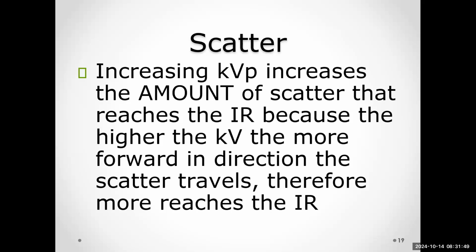Scatter. Increasing kVp increases the amount of scatter that reaches the IR because at higher kVps, the more forward in direction the scatter travels, therefore more has a chance of reaching the IR. So at higher kVps, not only is there a greater chance relative to photoelectric of a Compton interaction happening, the higher the kVp, the more forward in direction that scattered photon is going to be, and the better chance it has of making it to the IR. And so that's why we say, in general, if you have higher kVp, you're going to have more scatter reaching the IR.